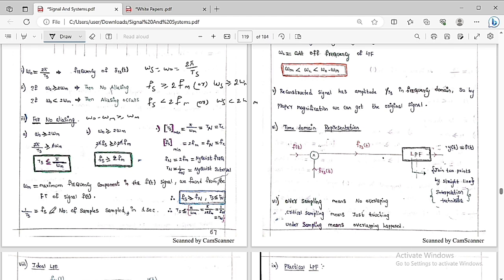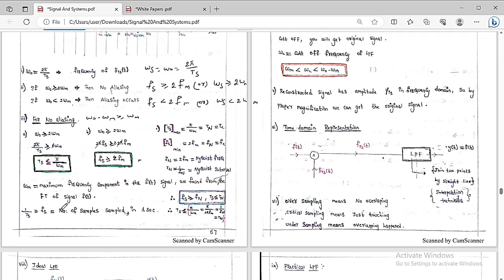And then, Fs is nothing but 1 by Ts. Ts is called the sampling interval and Fs is the sampling frequency. Fs is nothing but this many number of samples are sampled in 1 second.